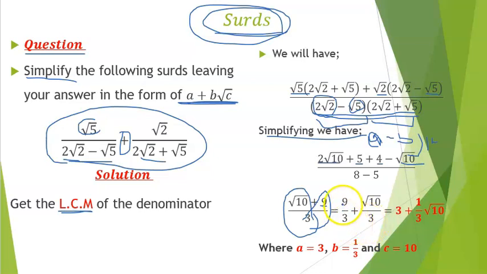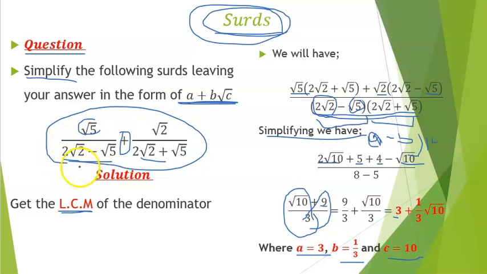By so doing, we get that 9 over 3 is 3, and this one is going to be 1 over 3 root 10. Once you get that, realize that your a now is 3, your b is going to be a third, and the c is going to be 10. So I believe if you meet such a question, it could also be negative at this point.